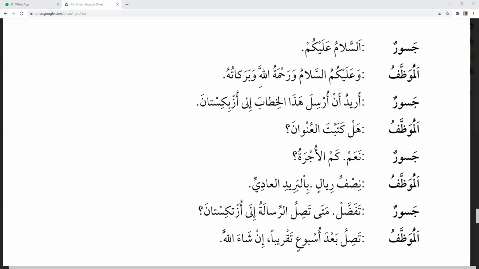أريد أن أرسل هذا الخطاب إلى أوزبكستان. أريد أن أرسل. I want to send هذا الخطاب, this letter. Why is it خطابة? Why is it with a fatha? أرسل. So because خطابة it's in the sentence مفعول به of the مفعول به.